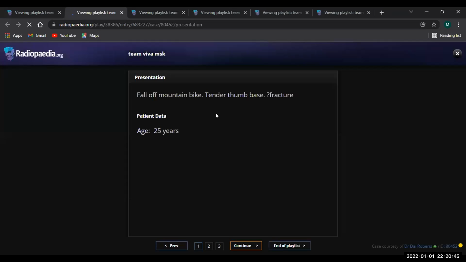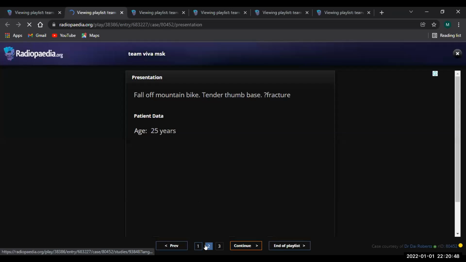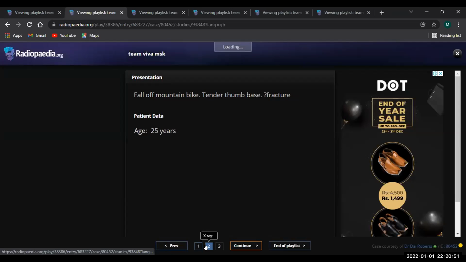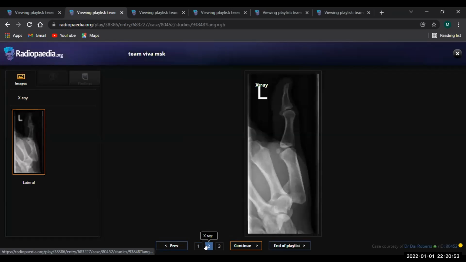Fall off mountain bike, tender thumb base, fracture suspected, 25 years. Okay, so this is left thumb X-ray showing fracture of the metacarpal base. It's Bennett fracture. Fine. I would call the orthopedic doctor and refer urgently for orthopedic management.